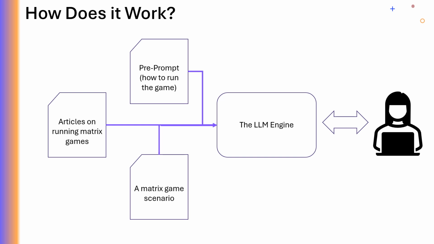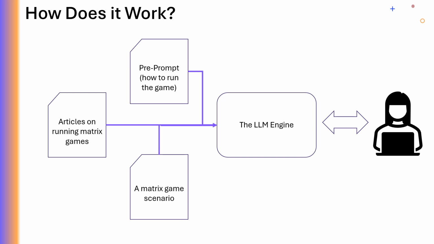Just to add a bit more information and a bit more context, I also provided it with a number of articles on running Matrix games, so there may be information in there that it can draw on. One of the problems with LLMs is you're never quite sure what information it's using at any given time, and there's possibly some interesting unit tests to be done to see whether or not it's actually using some of that information that I'm providing it with.